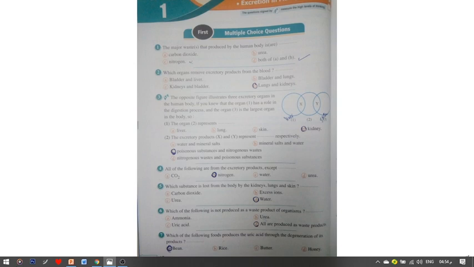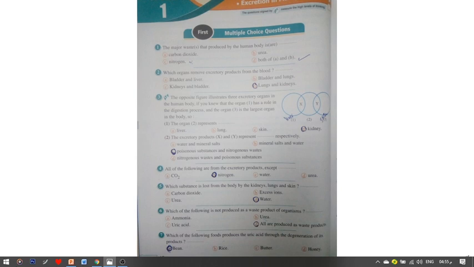Let's start to answer some questions about excretion in humans. As we said, excretion takes place in 4 organs: the kidney, the liver, the lungs, and the skin.